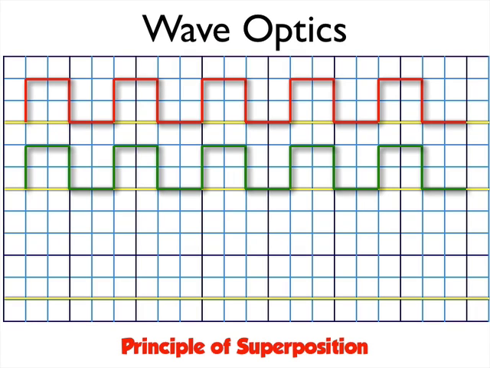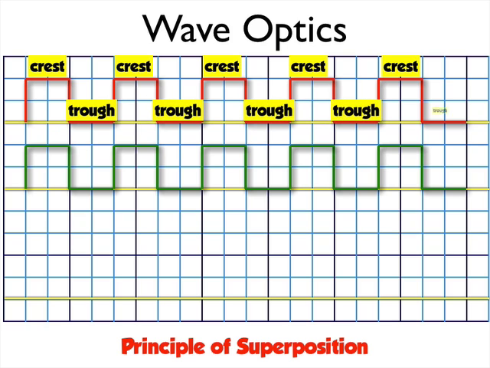This is the basic concept behind all the wave optics stuff. I've got two waves in front of me, a red one and a green one. And I can see there's a wavelength. It's about 4 squares long. And for each wave, it's got a crest to it, and it's got a trough. So here are all the crests for the red wave and all the troughs for the red wave.